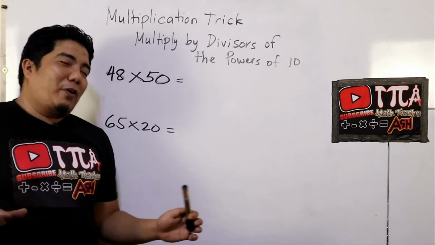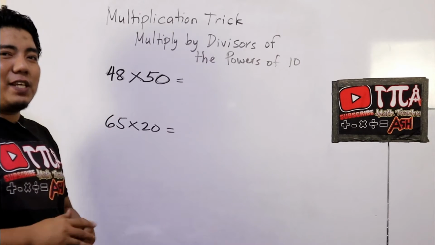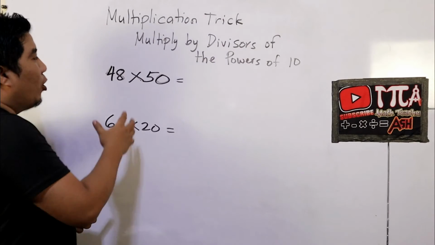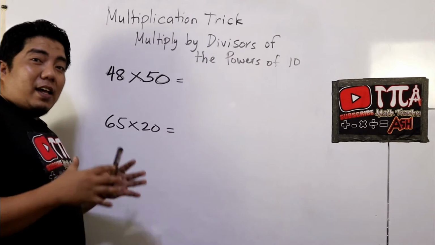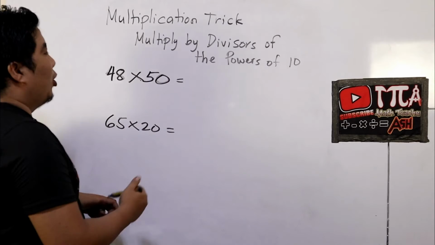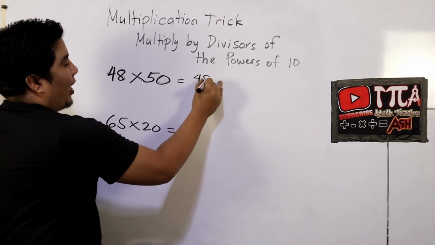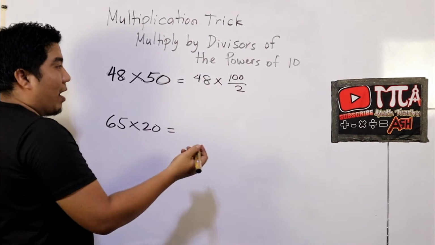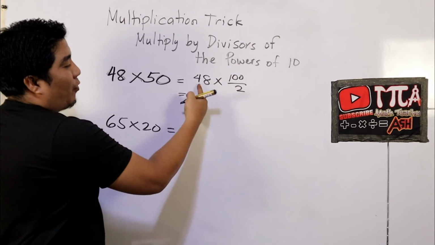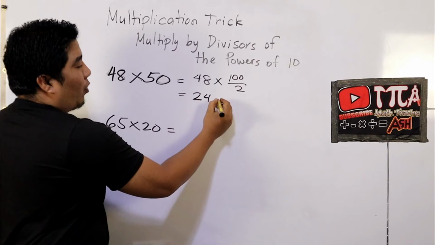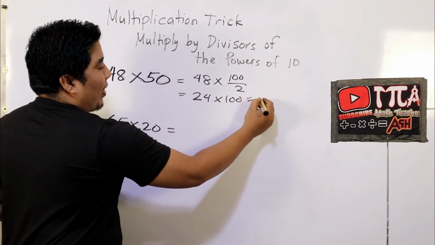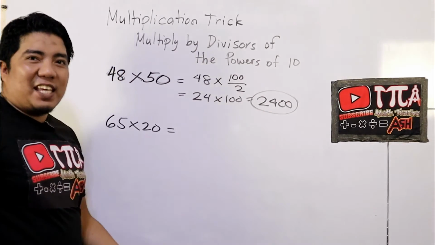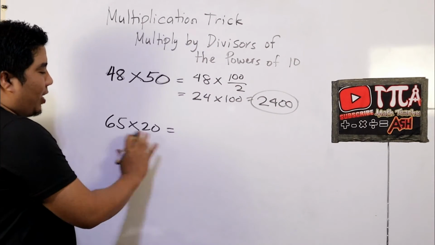Okay, math learners, for our final set of examples, we have 48 times 50 and 65 times 20. Of course, 50 is still a quotient in the powers of 10. So you will have 48 times 100 over 2, right? Now, having this, you can divide 48 by 2 and the answer is 24 times 100 and the final answer is 2,400. Easy, right? Now, how about here?